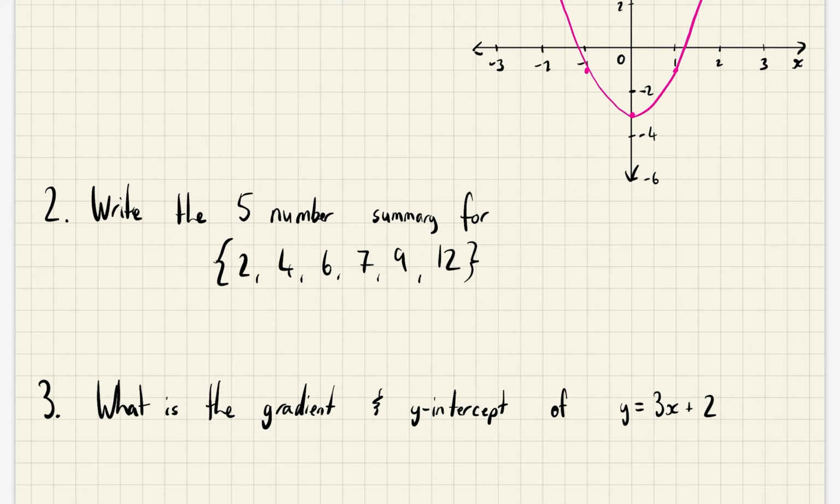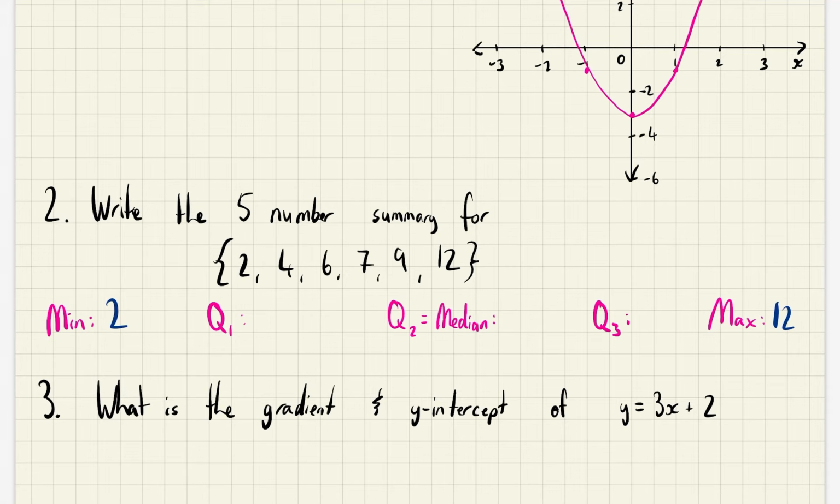Moving on, write the 5-number summary for 2, 4, 6, 7, 9, and 12. For this, first of all, the numbers need to be in ascending order. They already are because I thought, hey, I'll be nice. But the 5-number summary: we need our minimum number, our Q1, our Q2, which is actually the median, Q3, and our max. The min and the max are the easiest. I'll change colours for this. That's 2 and 12.